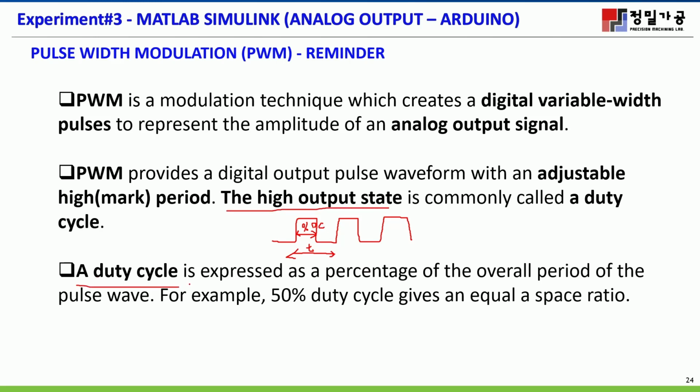So in here, this one is an example of 50% duty cycle. It usually gives an equal space ratio. If you use 50% duty cycle, the signal between high and low is an equal period of time.